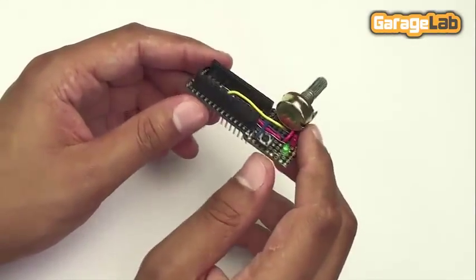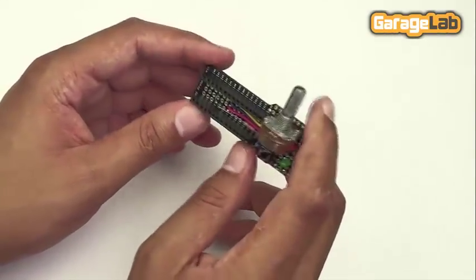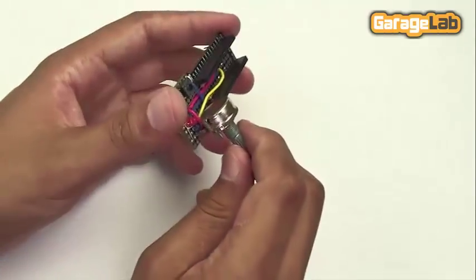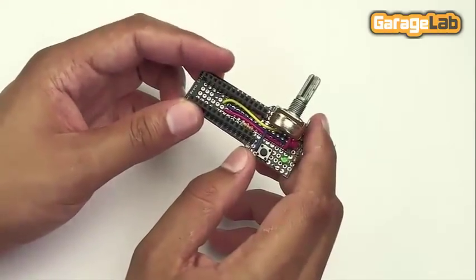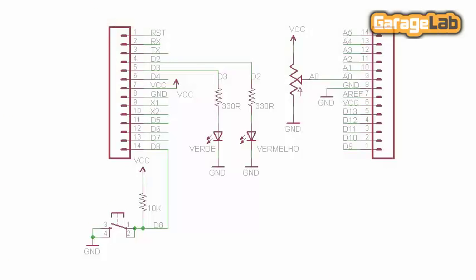So guys, we have here the assembly on the Mini Proto Shield. As we mentioned before, we have a potentiometer, two LEDs and a switch button. The image shows the schematic, where we have all connections that we have made. The pin D2 is connected to the red LED, the pin D3 to the green LED, the pin D8 is responsible for the reading of the switch button, and at A0 we have the pin responsible for the reading of the potentiometer.